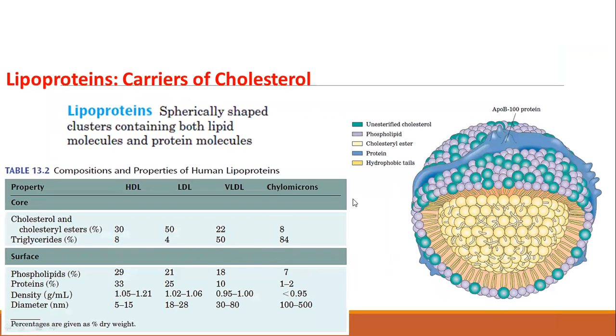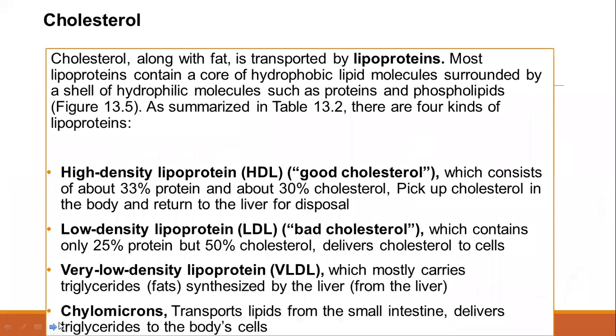Depending on the composition, this would vary, whether it's an HDL, LDL, VLDL, or chylomicron. And depending on what's inside the core, your cholesterol and triglyceride levels vary. On the surface, you usually have your phospholipids and, of course, your protein.